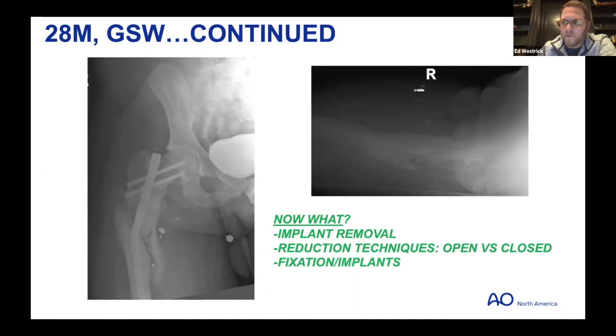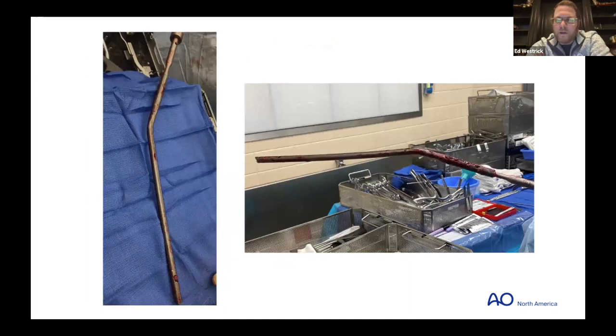Yeah, so this one was interesting. So what do we do now? How do we get this out? How do we reduce it? How do we fix it? And I felt we could get this out without any special tricks. We were prepared to cut the implant, and this is just an aside, critical piece of advice that's probably obvious to everybody that's on here.